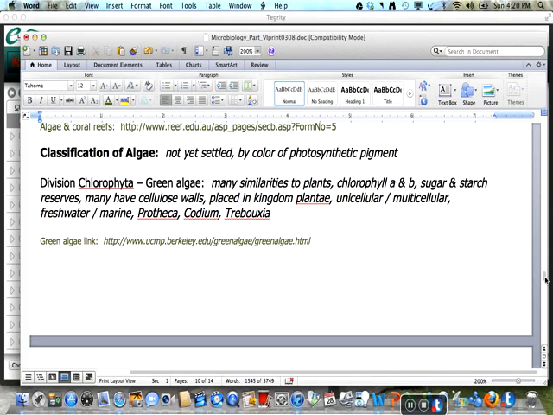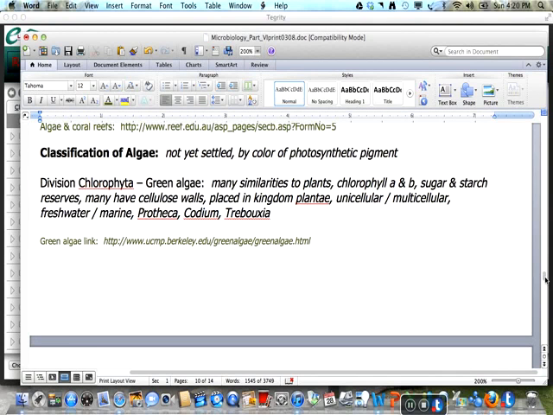Classification of algae is not yet settled, but so far is based on the color of the photosynthetic pigment. The chlorophyta or green algae have many similarities to plants. They have both chlorophyll A and B, and sugar and starch reserves. Many have cellulose walls and were placed in the kingdom Plantae in the past. They may be unicellular or multicellular, freshwater or marine, and include the Prototheca, Codium, and Trebouxia.